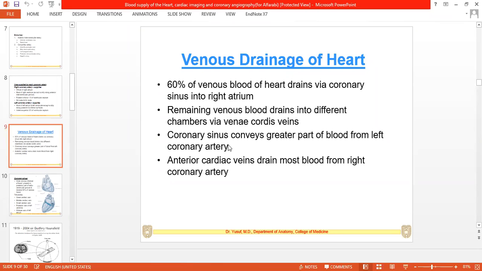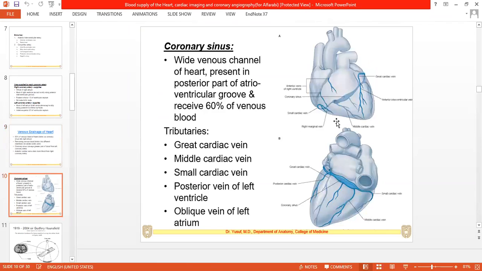Okay. Coming to the coronary sinus, it conveys the greater part of the blood from the left coronary artery territory. Most of the blood drained from the left coronary artery will be through the coronary sinus. The anterior cardiac veins drain most of the blood from the right coronary artery territory. Here you can see the coronary sinus. It will be draining most of the blood, up to almost 60%, and most of the blood from the left coronary artery.